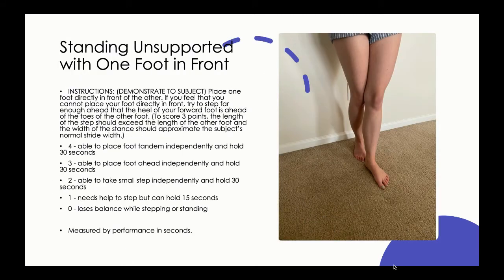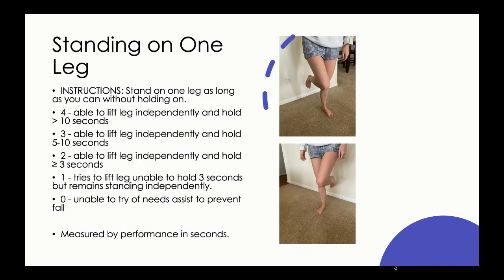The next task, the individual will stand unsupported with one foot in front of the other. They will be measured by their performance in seconds and their ability to stand safely and independently in this position and hold it for at least 30 seconds. In the final task of the Berg Balance Scale, the individual will stand on one leg. They will be measured by their performance and their ability to independently and safely stand on one leg for at least 10 seconds.